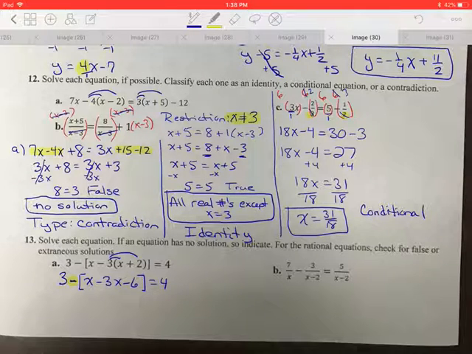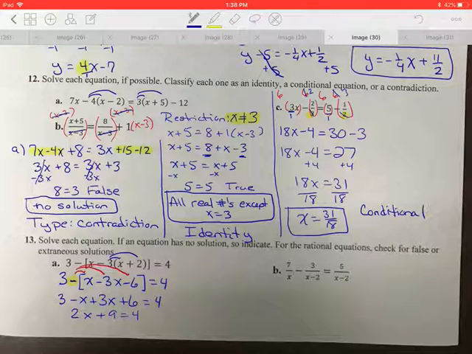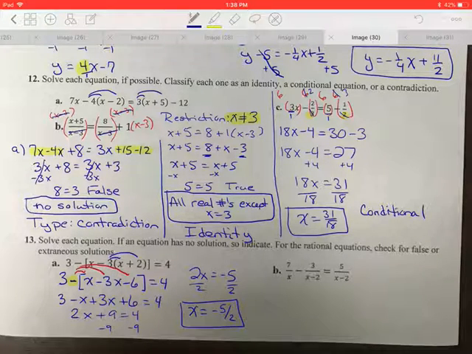So now I need to distribute this negative. So remember, when you distribute a negative, it's going to change all of your signs. So I get 3 minus x plus 3x plus 6 equals 4. So now I've dropped to those grouping symbols. If I put similar terms together, I get 2x plus 9 equals 4. Minus 9 to both sides, I get 2x equals -5. So I get an answer of x equals -5/2.